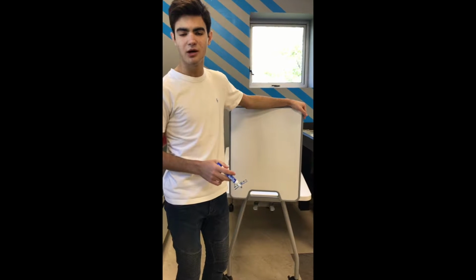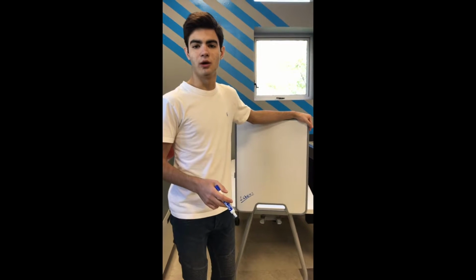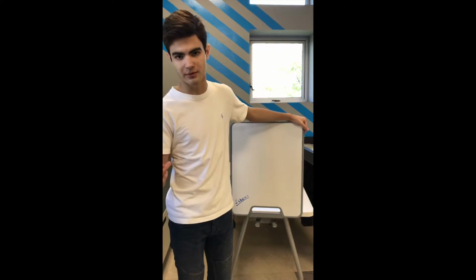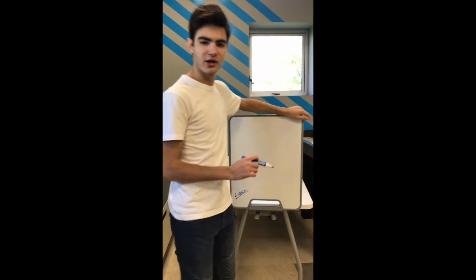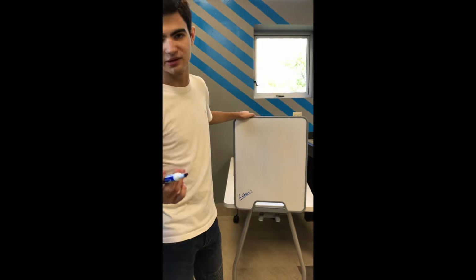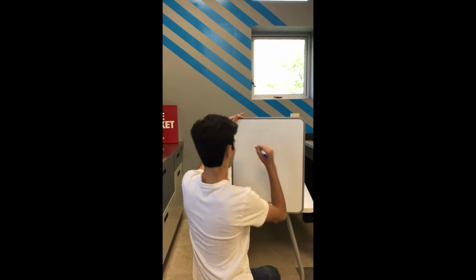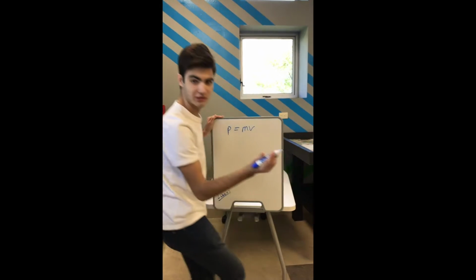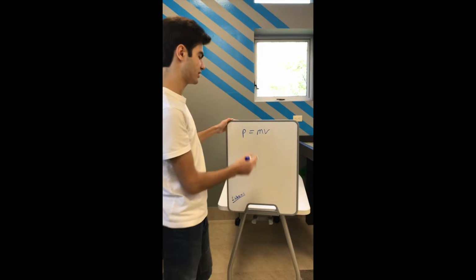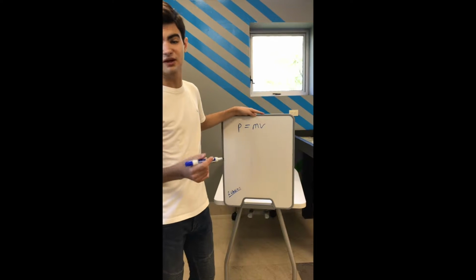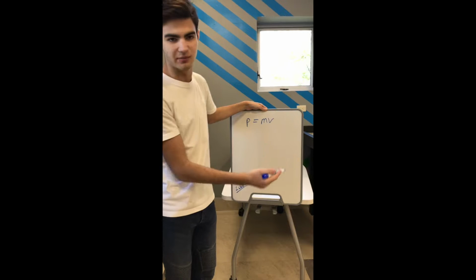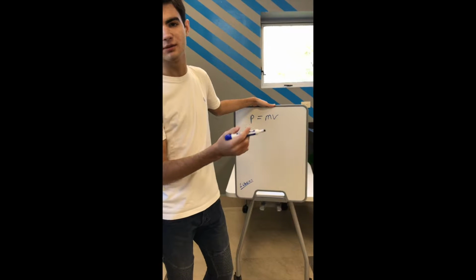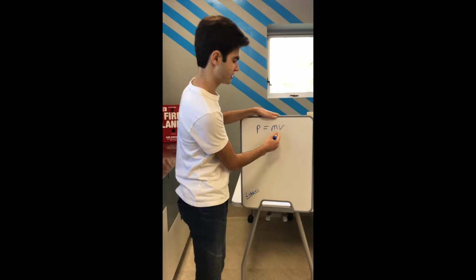For our project, we're going to determine how changes in momentum relate to the average force exerted over time on an object. First off, we need to remember what momentum is. Momentum is equal to mass times velocity. Normally, an object is going to keep its mass if there's not a change in the system. In our example, we're going to keep the mass, so this is our constant.